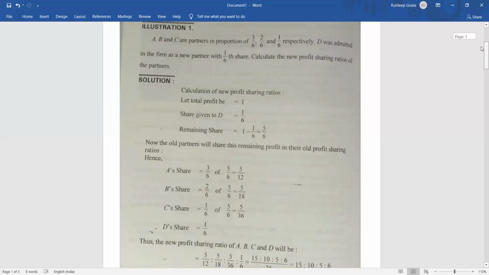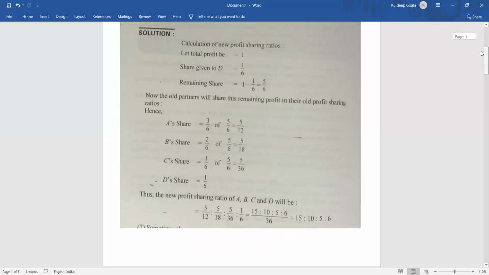So what you will do is first of all find out the ratio and then you can make it the same. Now you can see D's share was how much? 1 by 6. So we want to make it all the same. How will you make it? The highest one is 36. So we'll go for making it 36, right?